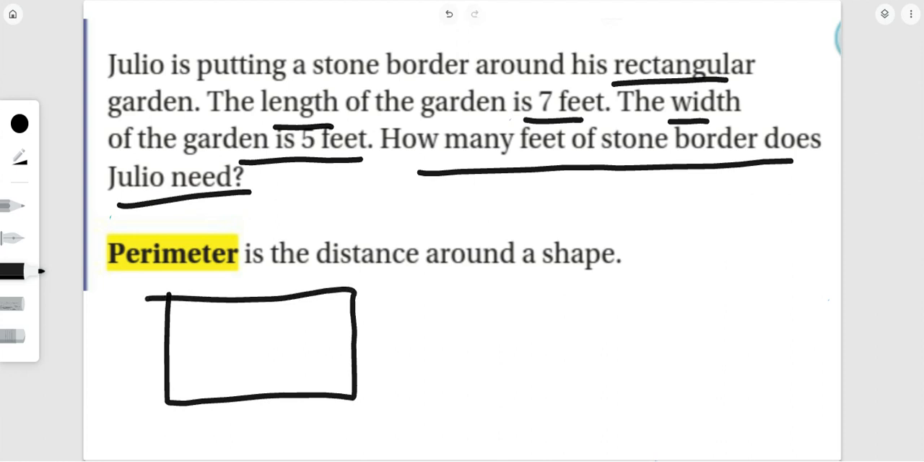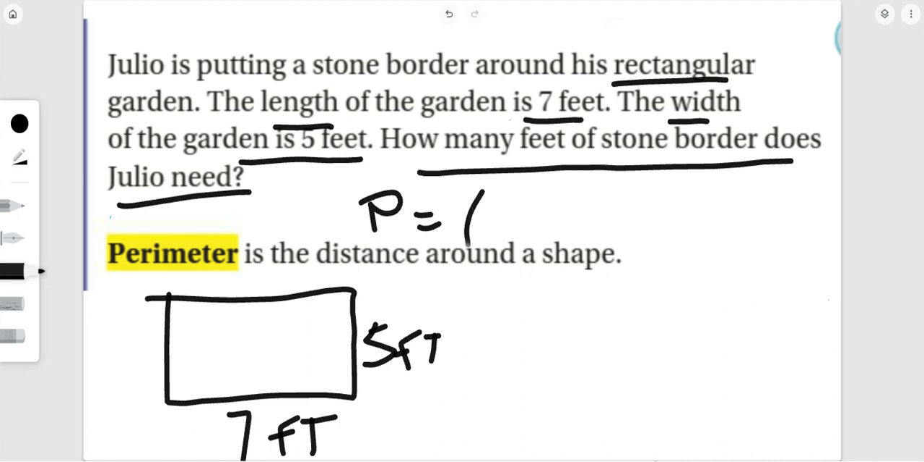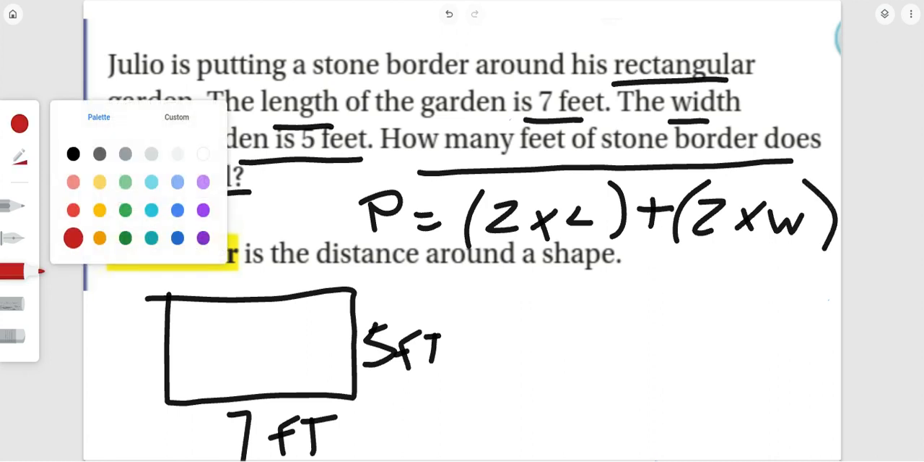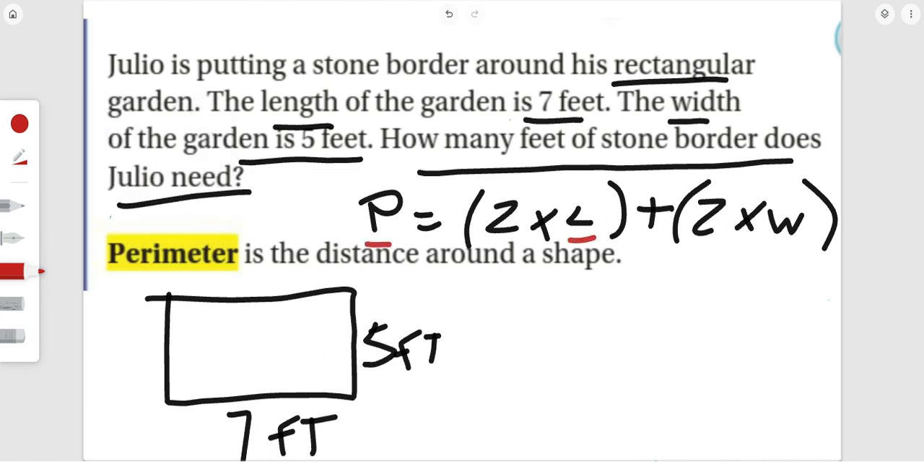So I know that the length is 7 feet. The width of the garden is 5 feet. I can use my formula. Perimeter is equal to 2 times the length plus parentheses 2 times the width. Remember, we add those parentheses in because that tells us what we're doing first. So we have 2 variables, 3 actually, the P, the L, and the W.